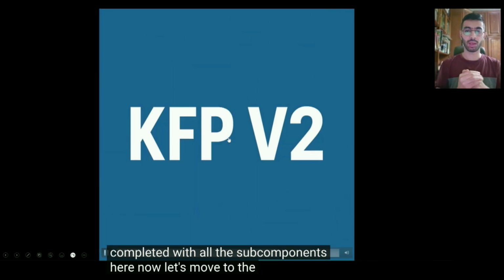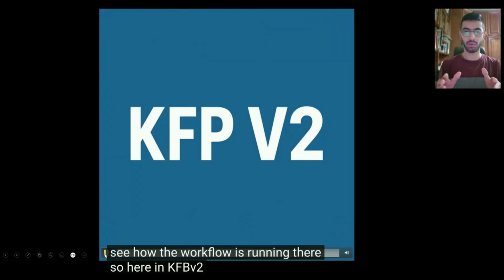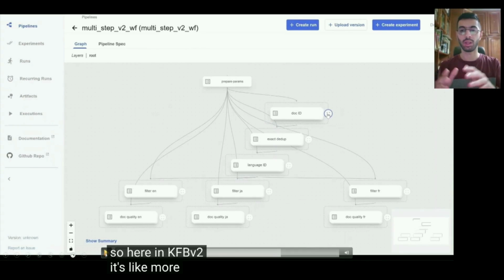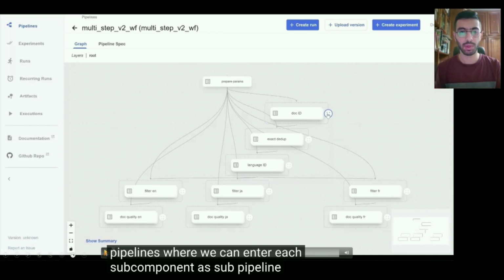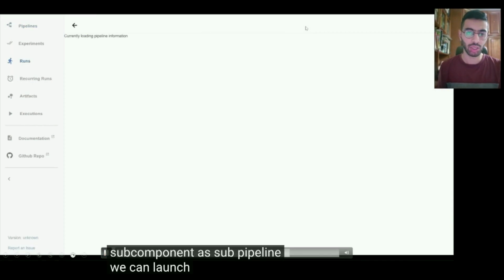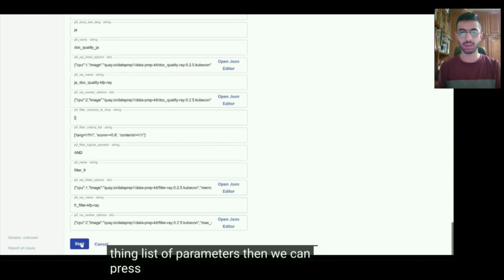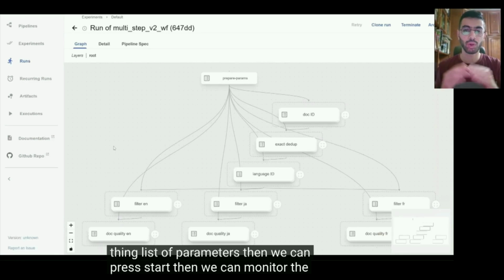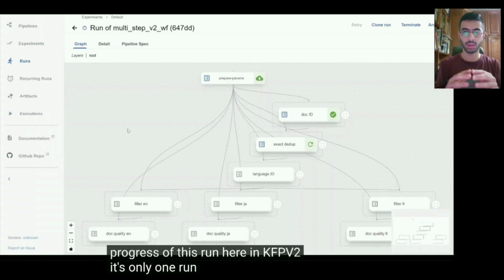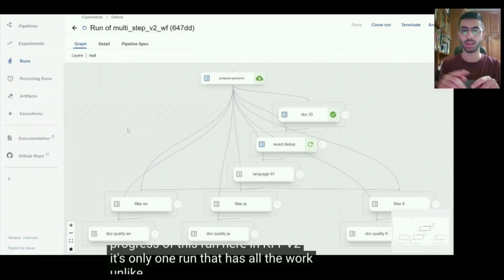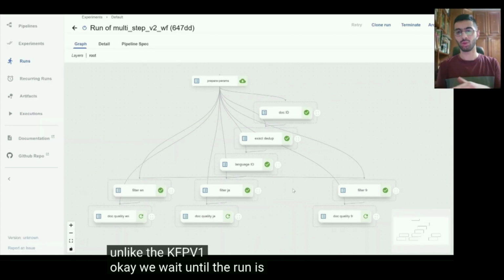Now let's move to KFP v2 and see how the workflow is running there. So here in KFP v2, it's more like real nested pipelines, where we can enter each subcomponent as a sub-pipeline. We can launch the run here, the same thing, a list of parameters, then we can press start. Then we can monitor the progress of this run. Here in KFP v2, it's only one run that has all the work, unlike KFP v1. Okay, we wait until the run is completed.